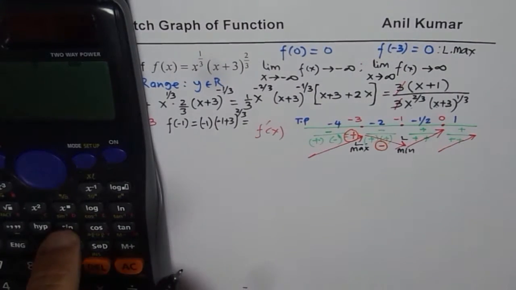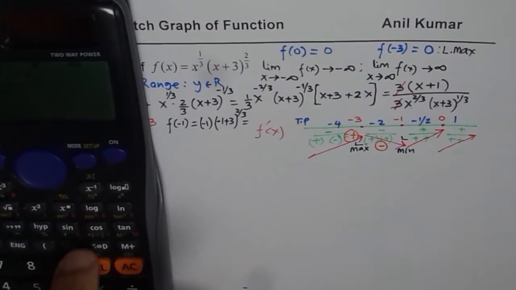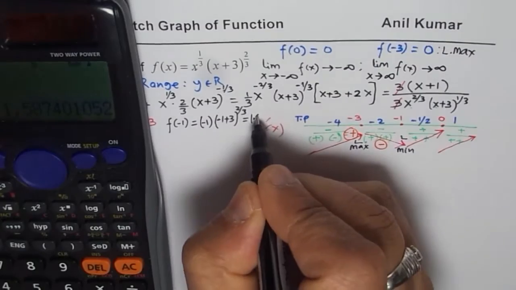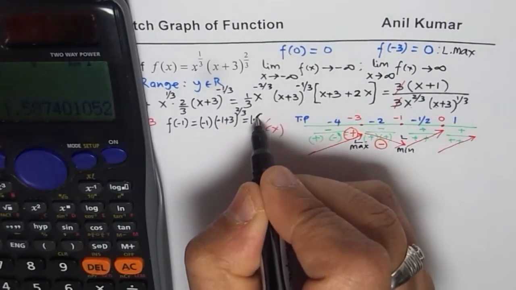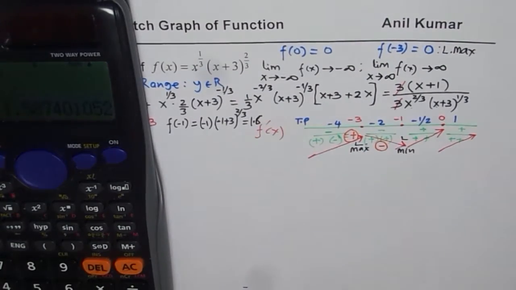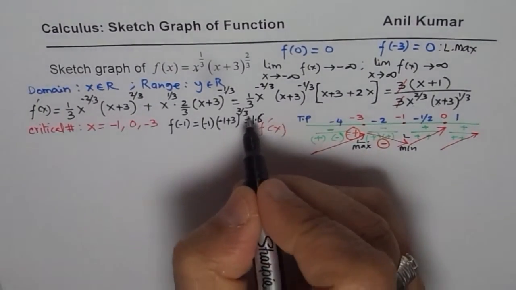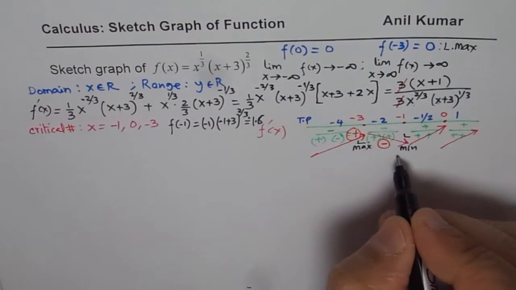So 2 to the power of, okay, within brackets 2 divided by 3, bracket close, right? And this is equal to 1.58. Let me write this as 1.5, or let's say 1.6, okay. So we have local minimum of minus, I should have written here because that is minus, okay. So this is local minimum.